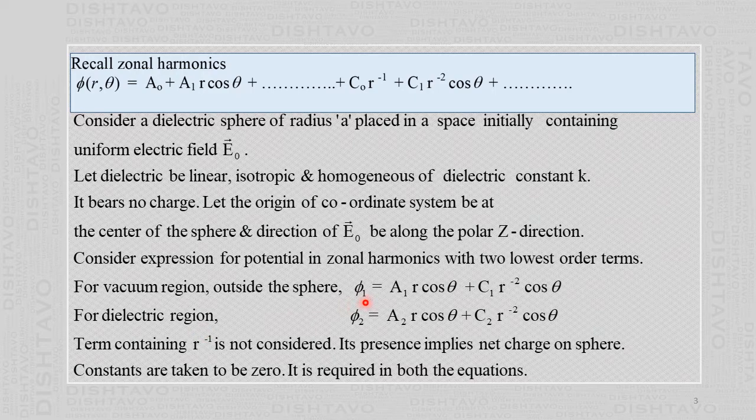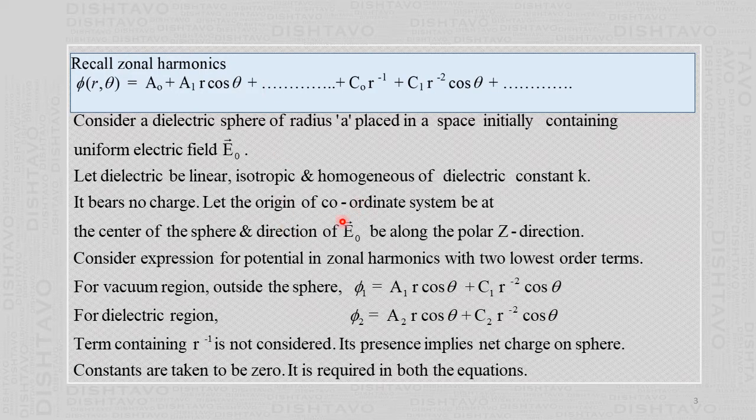So we write here phi 1 = A1 r cos theta. See, we are choosing only these two terms: A1 r cos theta and the other C1 r raised to minus 2 cos theta. Then similarly for the dielectric, phi 2, we take only these two terms, but the constants are different. So here A1, here A2, here C1, here C2. The other terms are not taken because they are 0.